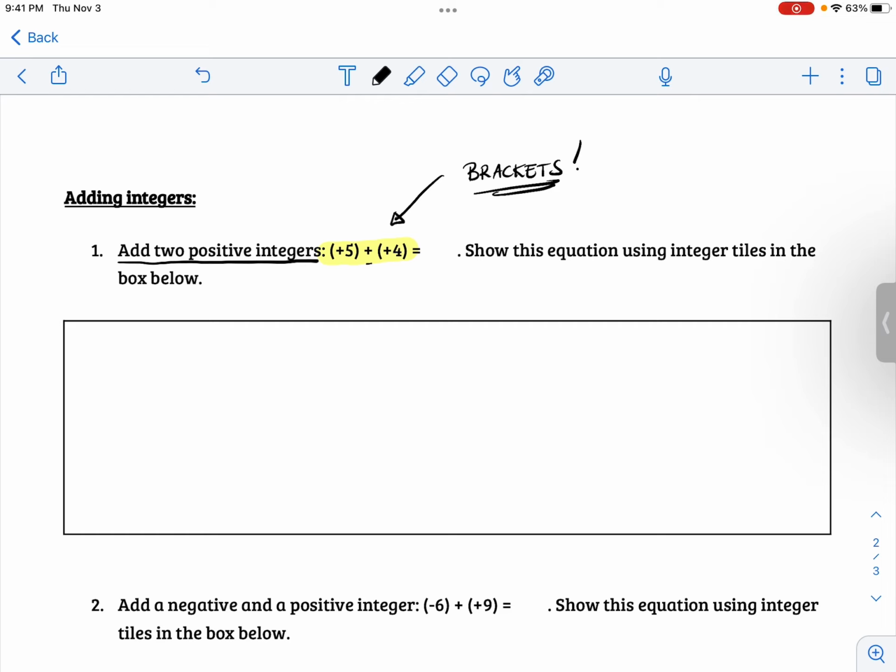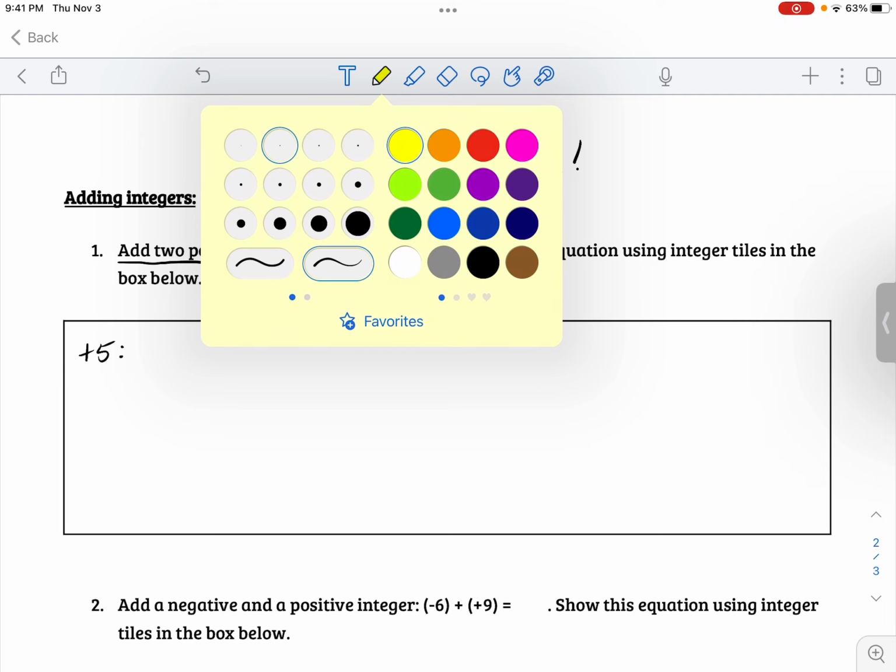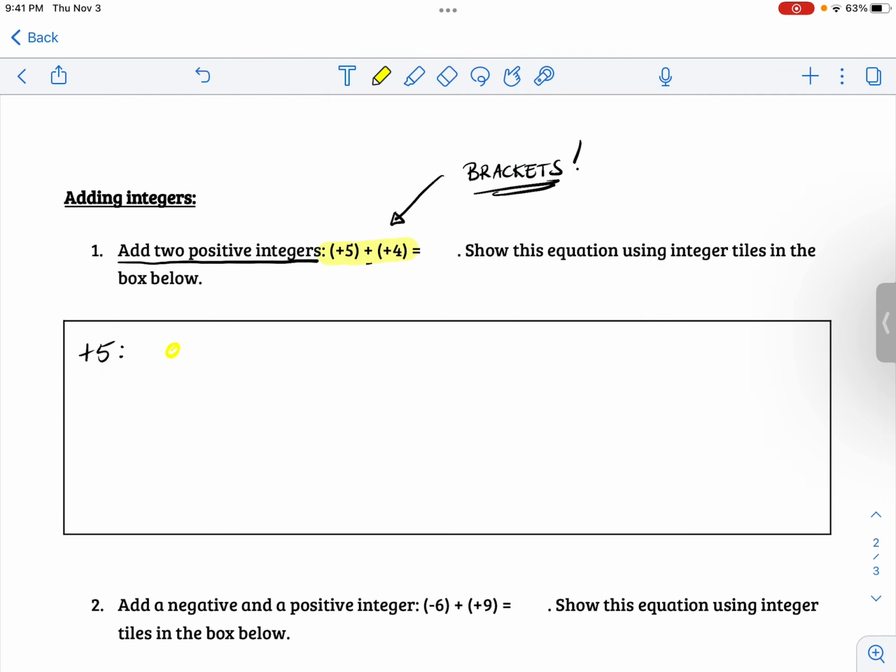Now, you probably are thinking to yourself, you know the answer of positive 5 plus positive 4, but you're still going to model this equation using integer tiles in the box below. So what I'm going to do to set this up, and you need to do the same when you are setting up your work too, is you're going to start off with the first integer in the equation, which is positive 5. So positive 5, how are you going to represent positive 5? How are you going to draw this out? You have 5 positive tiles. 1, 2, 3, 4, 5.